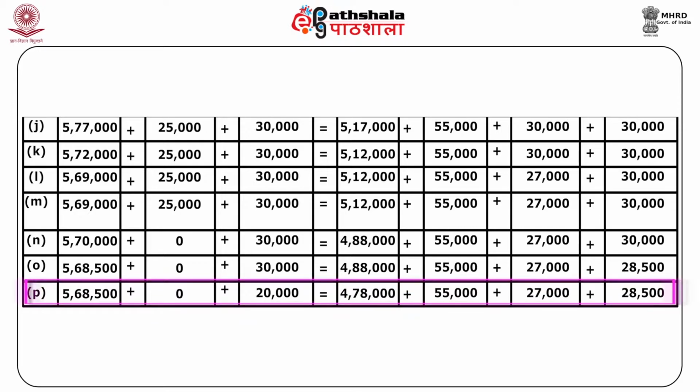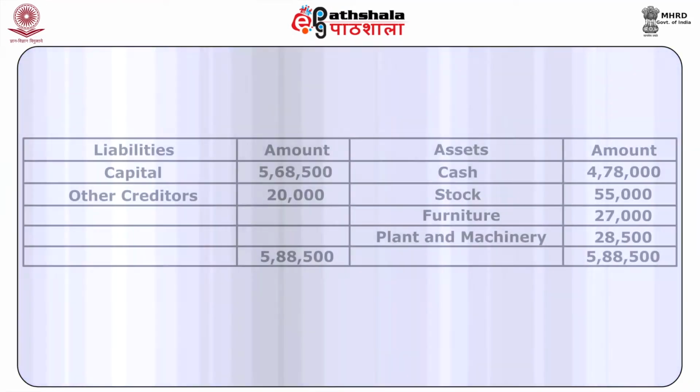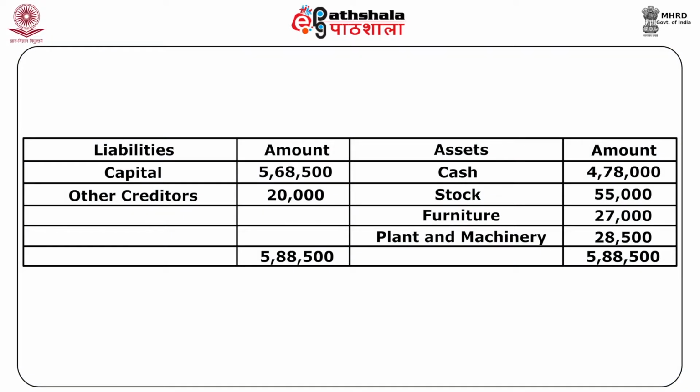plus 28,500 of debtors. Now let's come to the balance sheet part. On the liabilities side, we have capital of 5,68,500 and on other creditors we have an amount of 20,000, which will total up to 5,88,500.